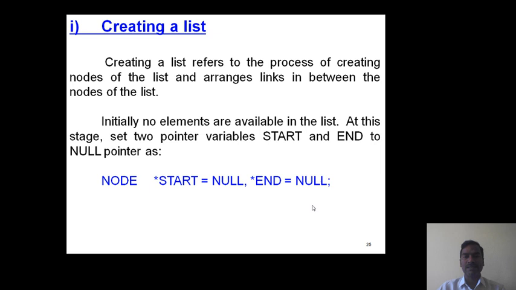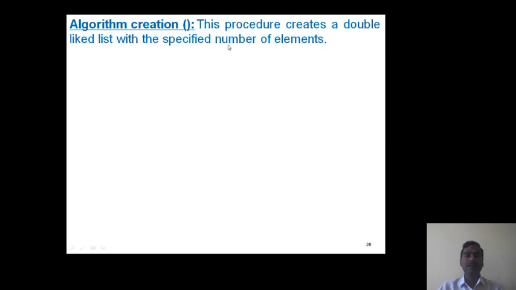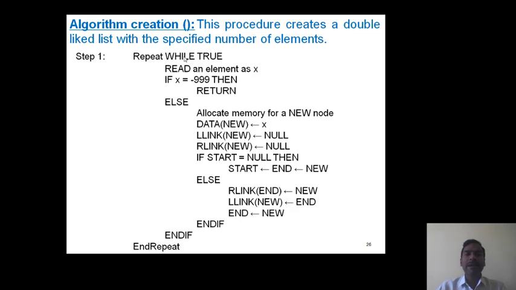Now based on these assumptions, observe the algorithm format, algorithm creation. This procedure creates a double linked list with the specified number of elements. Step 1: repeat while true, which is a repetition process. First read an element as x. For the termination point, we check whether the x value is equal to minus 999 or not. If it is true, return from the function. Otherwise, else, first allocate memory for a new node.